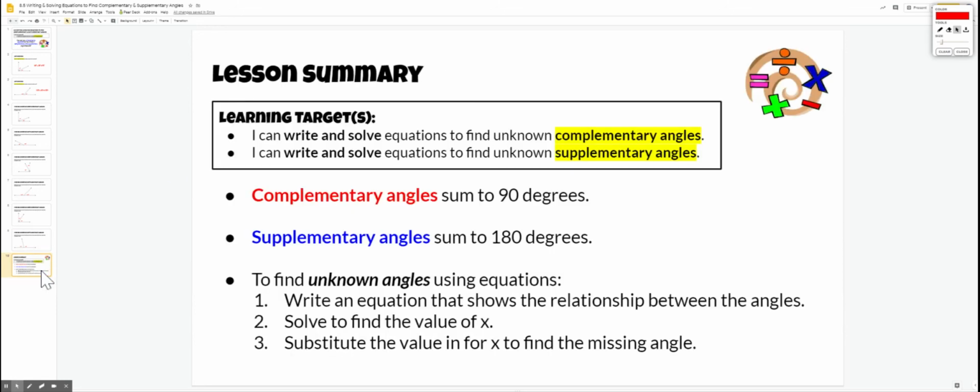So just a quick summary of today's lesson. Complementary angles are the angles that add up to 90. Supplementary angles add up to 180. And that's important to remember because it helps us to write our equation. Now, to find unknown angles using equations or using algebra, there really are 3 simple steps. The first is to write your equation that shows the relationship between the angles, so whether they're complementary or supplementary. Step number 2 is to solve your 2-step equation to figure out what x is. And then your final step is to take that x value and substitute it in to find the missing angle. These 3 simple steps will get you a correct answer each time.